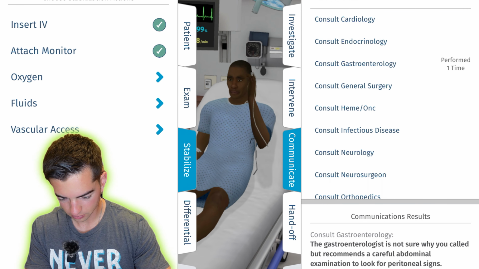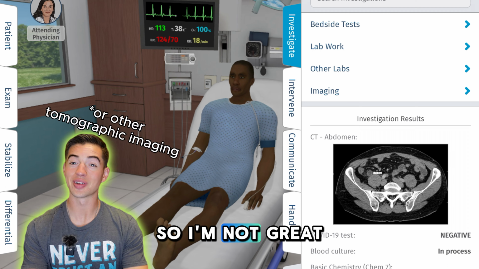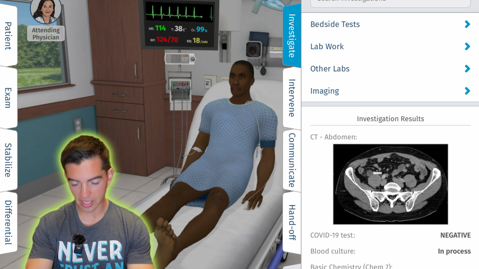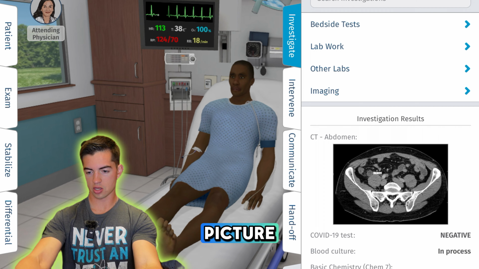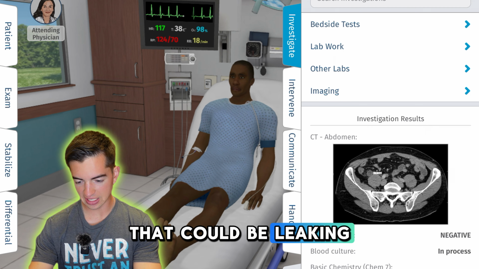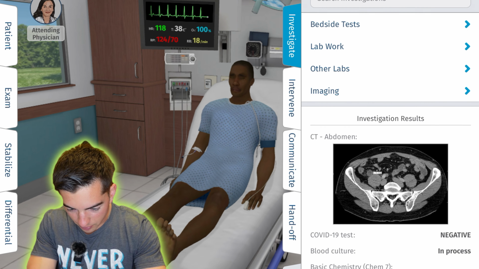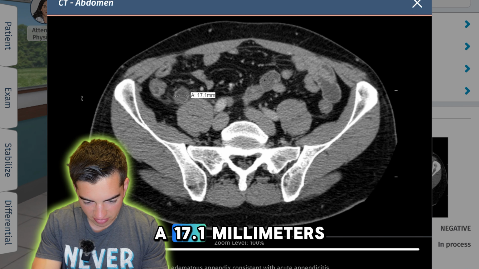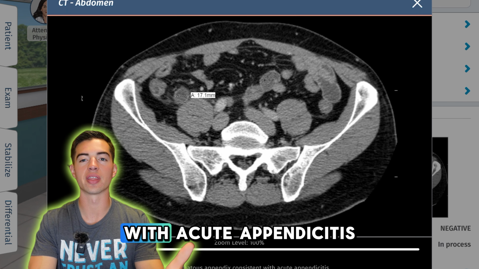And then the CT. So I'm not great at reading x-rays. I did a little radiology online shadowing. A trick that often med students do is they look really close. They said, look away, try to see the big picture. So I'm looking for any distension of the abdomen, any different body fluids that could be leaking. And so it looks like there's good bilateral symmetry of the right and left side. The picture is small. Ooh, I can make it larger. So you see here a 17.1 millimeter, non-fluid filled edematous appendix with acute appendicitis.